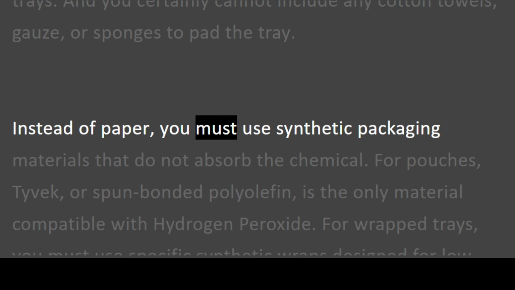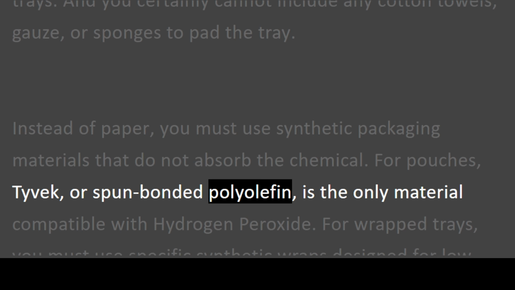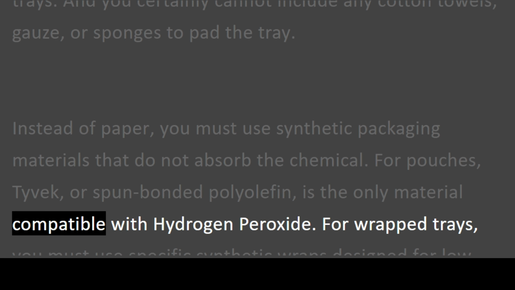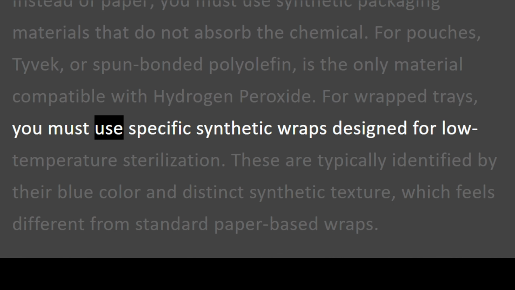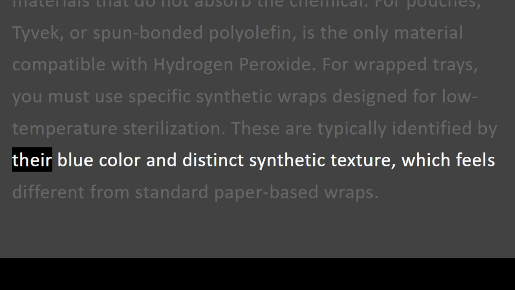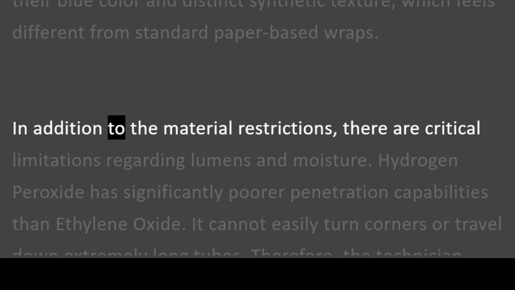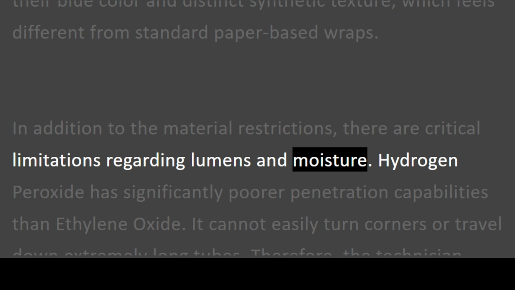Instead of paper, you must use synthetic packaging materials that do not absorb the chemical. For pouches, Tyvek, or spun-bonded polyolefin, is the only material compatible with hydrogen peroxide. For wrapped trays, you must use specific synthetic wraps designed for low-temperature sterilization. These are typically identified by their blue color and distinct synthetic texture, which feels different from standard paper-based wraps. In addition to the material restrictions, there are critical limitations regarding lumens and moisture.